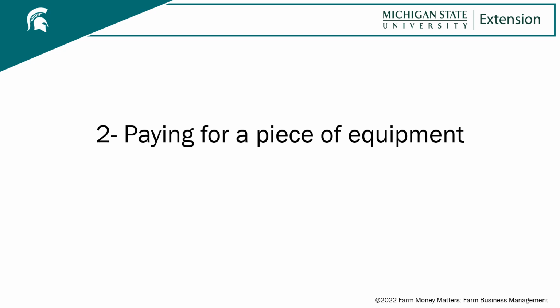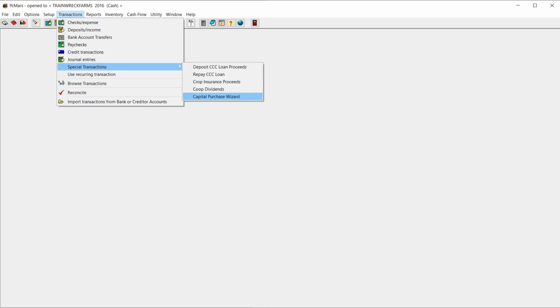Our next sample entry is paying for a piece of equipment. For this, PCMARS has what they call wizards. These wizards prompt users for all the extra information needed for entering capital purchases and reduce the chances for errors. To use the capital purchase wizard, I'll go to the Transactions option, then Special Transactions and Capital Purchase Wizard.